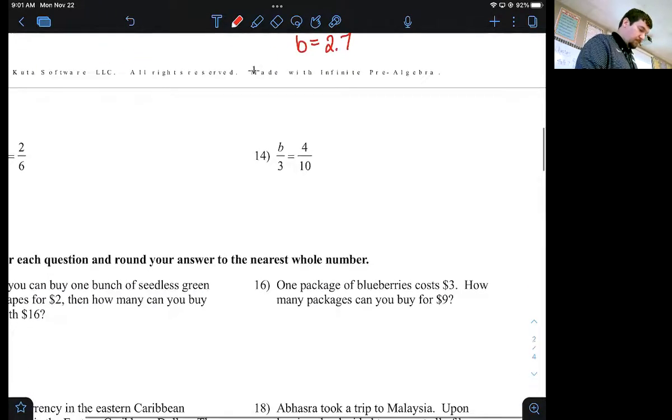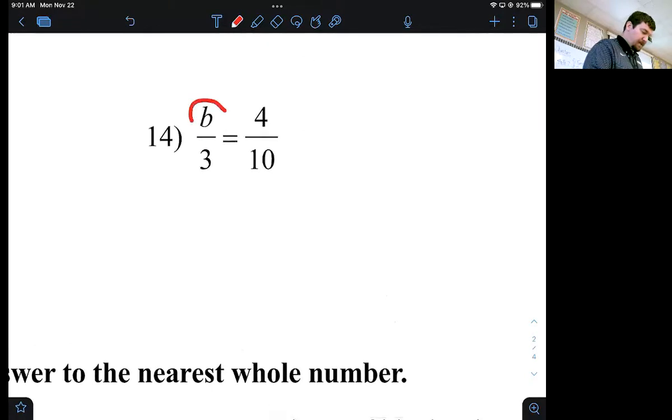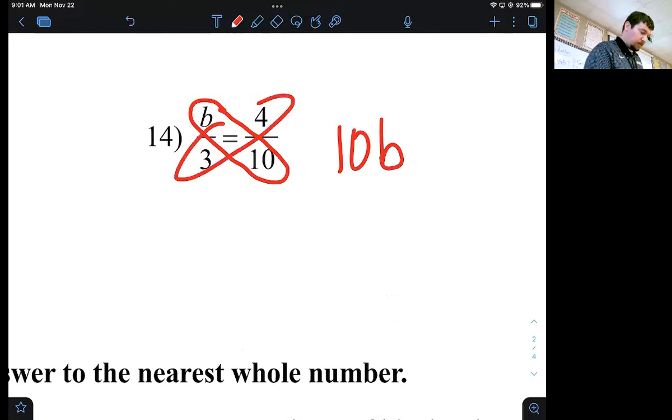All right, flip it over. Number 14. What's B times 10? 10B. What's 3 times 4? 12. Divide by 10. It's 12 divided by 10.